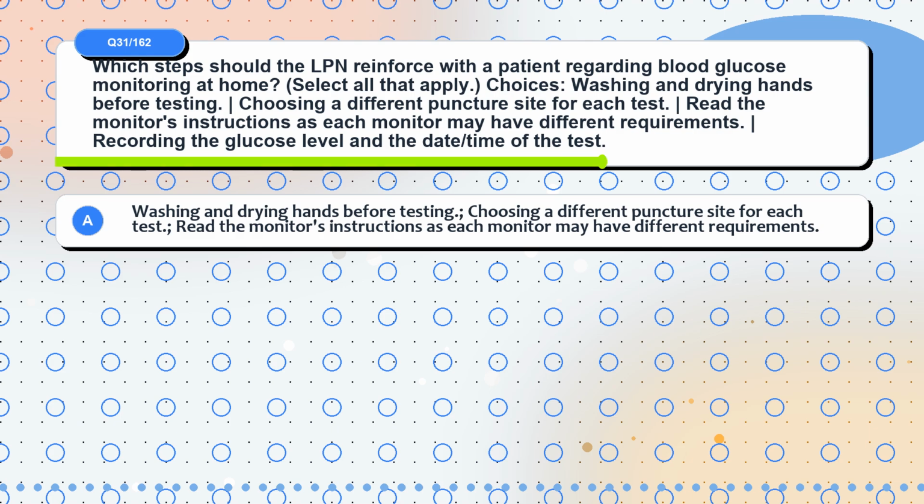Here are the options. Option A. Washing and drying hands before testing. Choosing a different puncture site for each test. Read the monitor's instructions as each monitor may have different requirements.